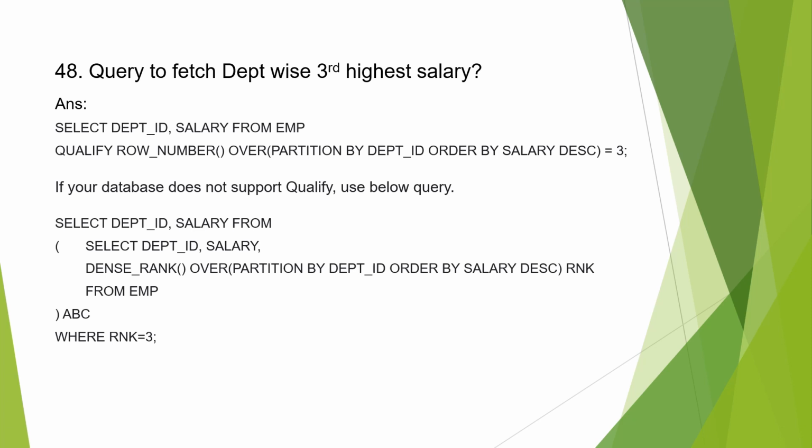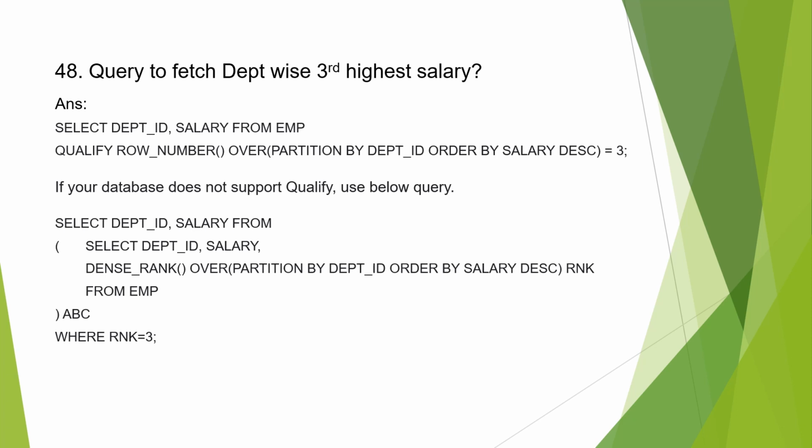Whenever it is 3, that means that will be the third highest salary. Suppose your database is not supporting qualify, how can you write it? You can simply calculate the rank of the salaries after applying partition by department, because they are asking not only the third highest salary, they are asking the department wise third highest salary. Whenever you get a question like department wise, employee wise, location wise, then you must apply some group by or partition by on that.